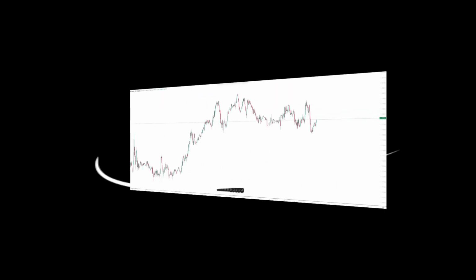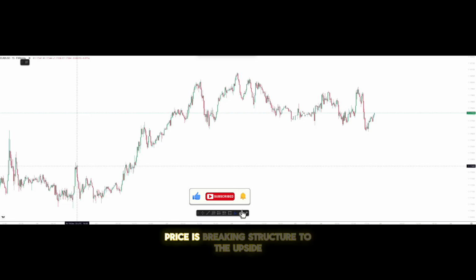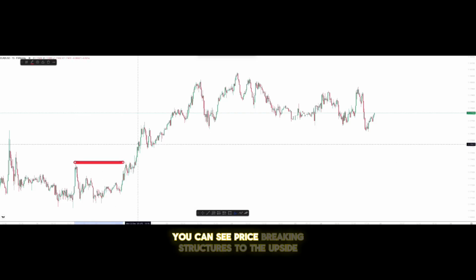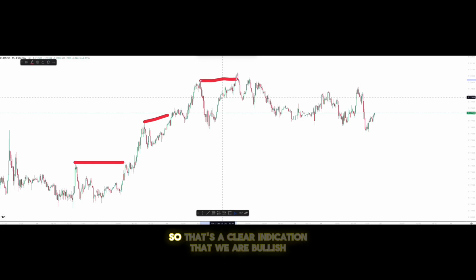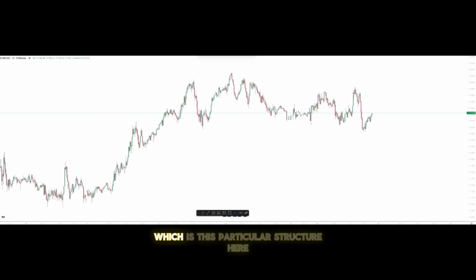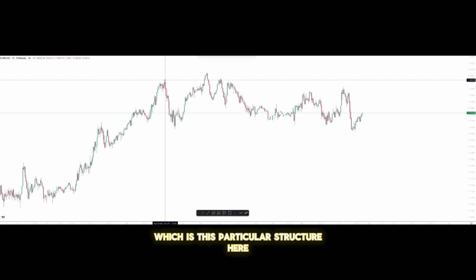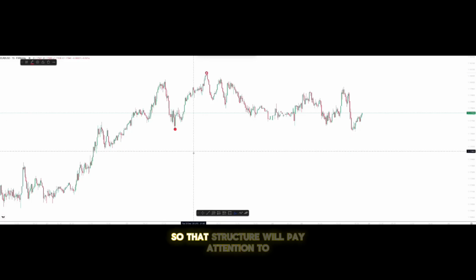Firstly, we have to identify our trend, right? As you can see here, price is breaking structure to the upside, breaking structure to the upside, breaking structure to the upside. So that's a clear indication that we are bullish. What you have to do is pay attention to the most recent structure, which is this particular structure here, because price put in this low and this low put in this high, right? So that structure we'll pay attention to.